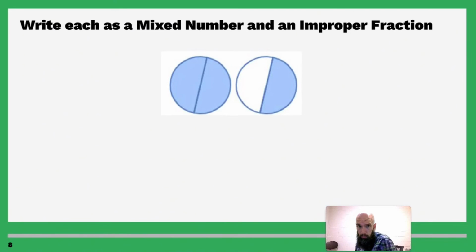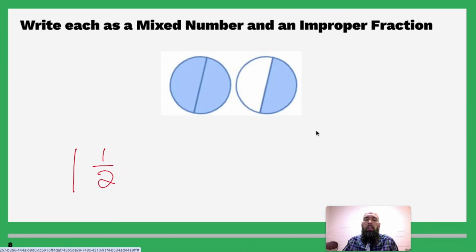All right. Now we are going to do both. We are going to write each as a mixed number and an improper fraction. So let's do the mixed number first. We have 1 whole and 1 half left over. Easy peasy. We are cutting this into halves, so over 2, and 1, 2, 3 of them are filled in. So 1 1/2 is equal to 3 over 2. Let me say that again. 1 1/2 is the exact same thing as 3 over 2.